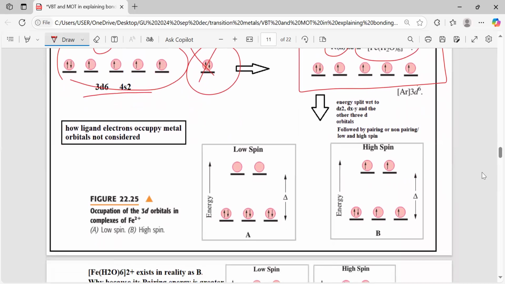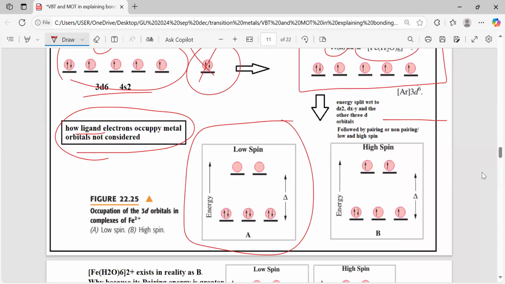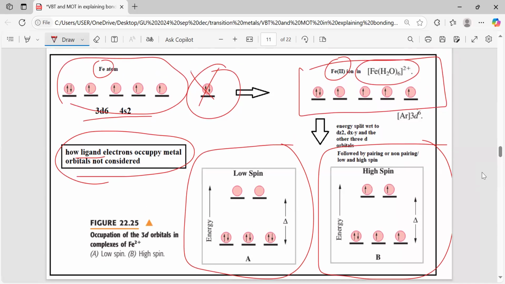Now, how ligands occupy the metal orbitals is not our concern in this theory. So now let us look at the two possible bonding arrangements, or the possible arrangement of electrons in the outer orbitals of the metal ion. First of all, these are our electrons.